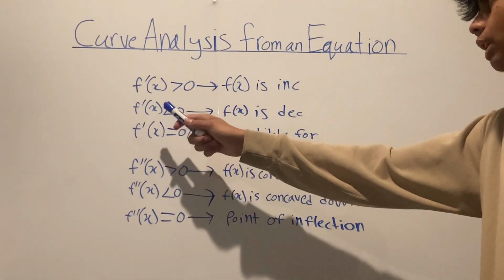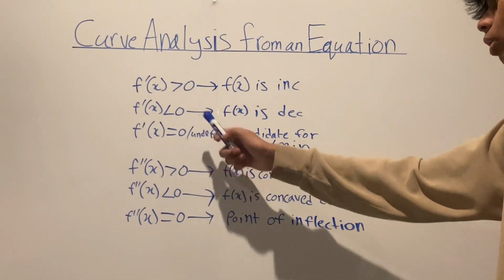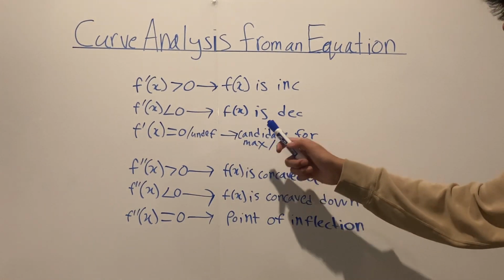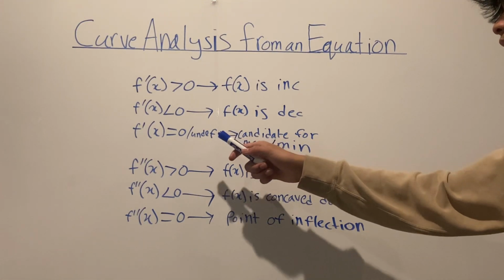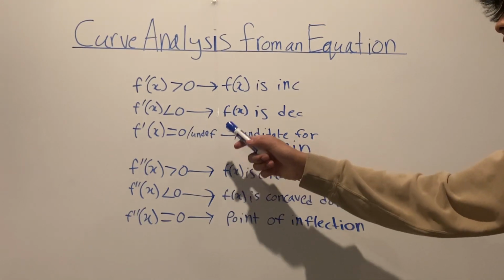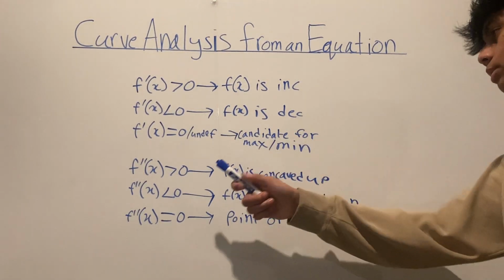Now if f prime of x is 0 or undefined, then it's a candidate for a maximum or minimum point, and we can't tell for certain what it is until we find how the graph acts from the left or right, and we use a sign diagram, and we'll do some examples with that.